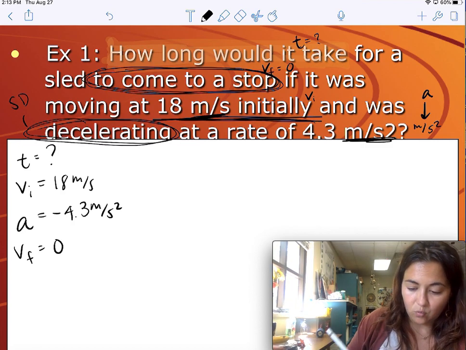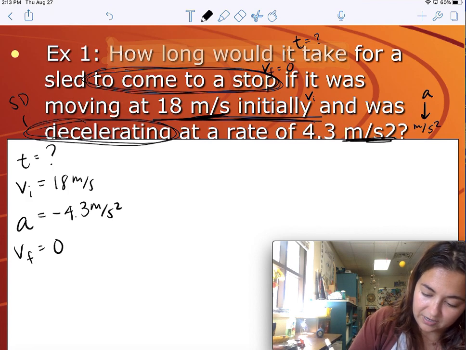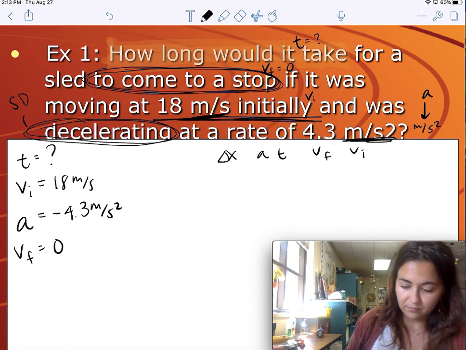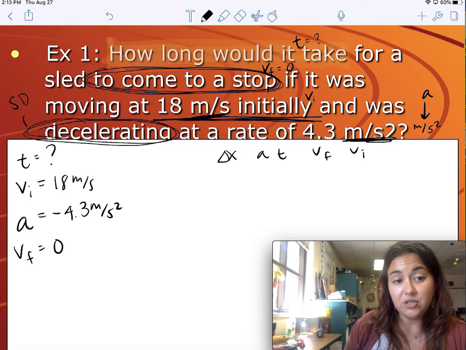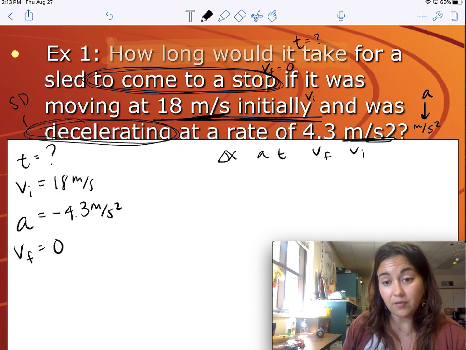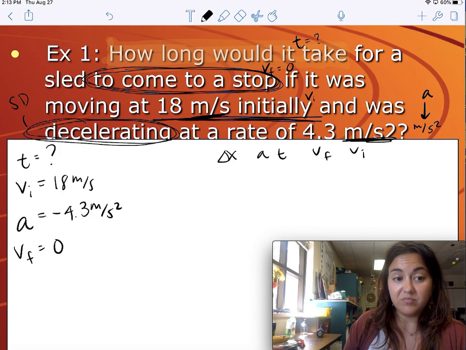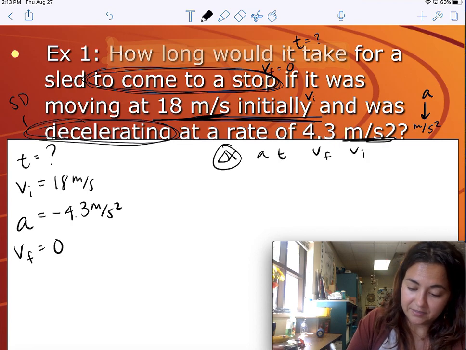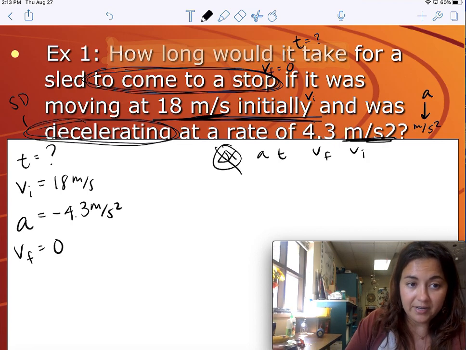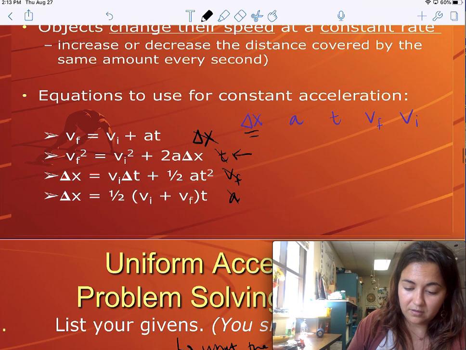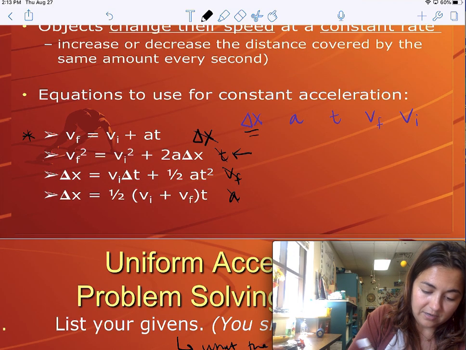Great! Which of my 5 letters, and I can write them all for you again right here, which one of these letters was not mentioned in this problem? We're not solving for it. We are not finding it. We are not told anything about this variable. That's delta x. So we don't care about delta x, so I am going to pick the equation without delta x in it, which is that first one.